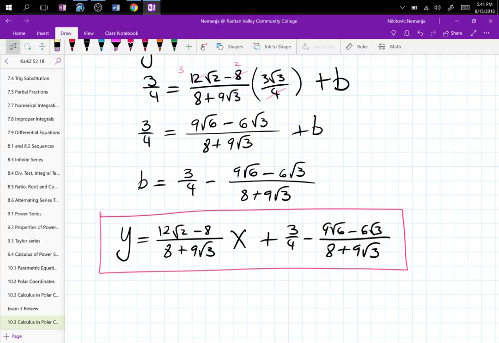So step number 1, compute the derivative. Step number 2, get x and y, because you don't have them. And then step number 3, calculate b, and then you have your tangent line. So that would be calculation for derivatives.